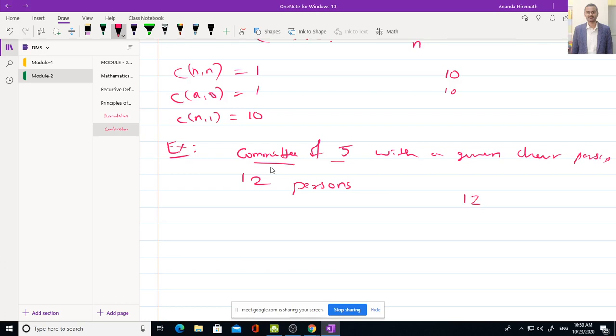See, there are 12 persons in general, but I need to select a committee which must have only 5 members out of these 12. And one more condition: out of these 5, one chairperson is already given, so we need to remove that one chairperson. So how many are remaining now? 11. Now out of these 11 I need to choose 4, because one is already selected.